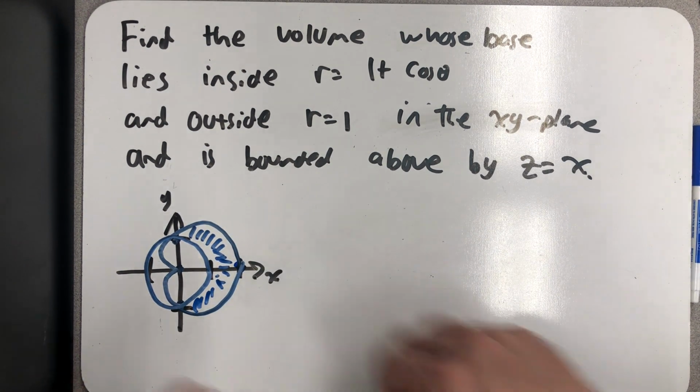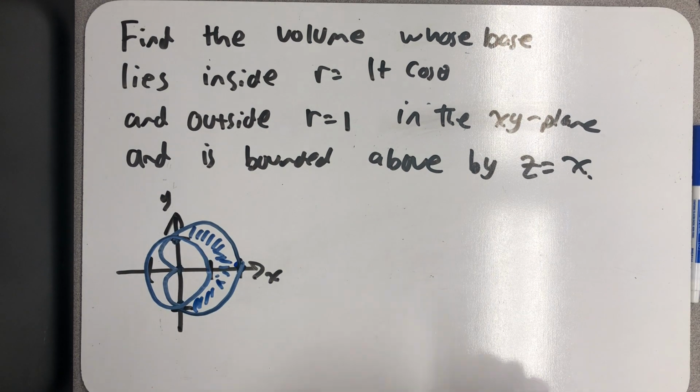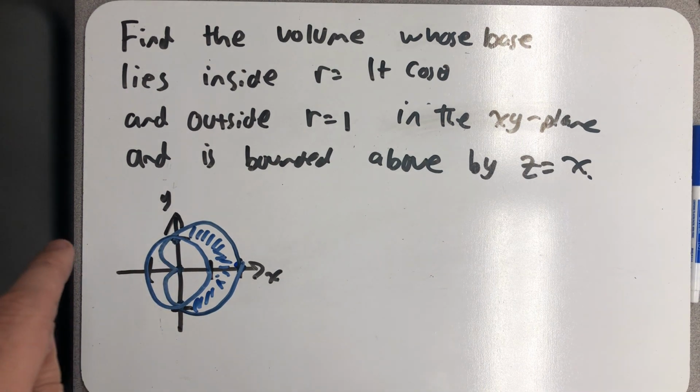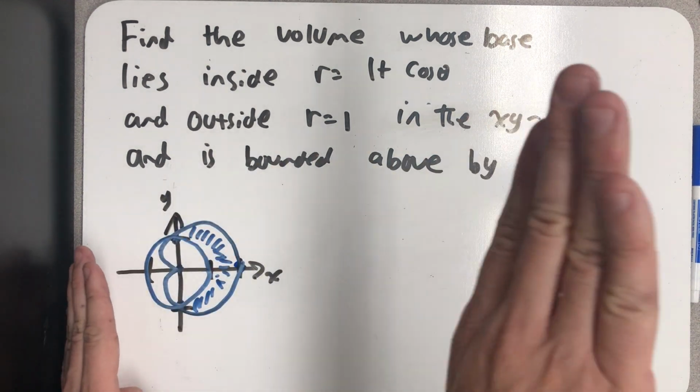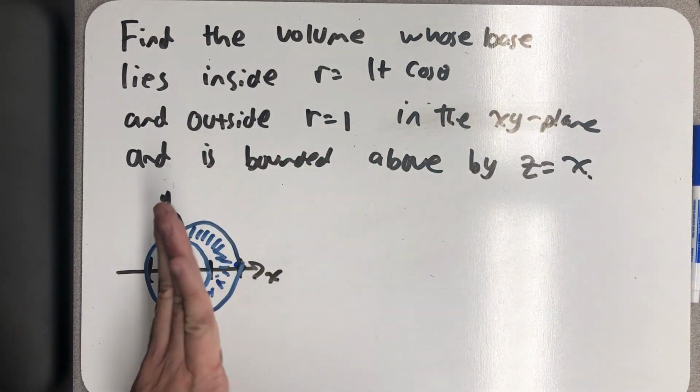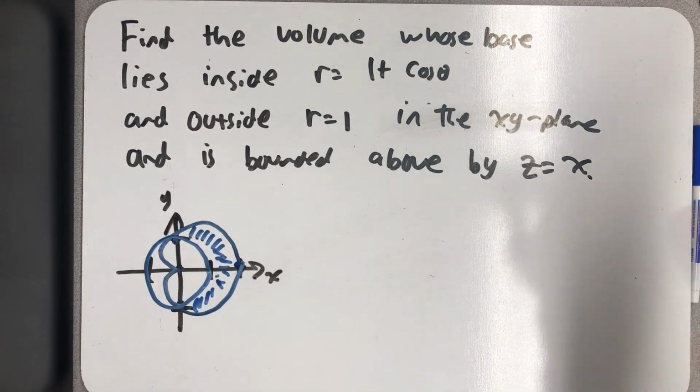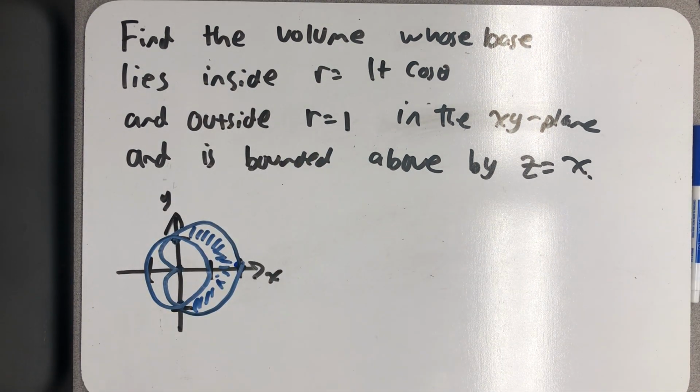All right, and then I imagine this forming a cylinder that stretches out, but I'm cutting it with the equation z equals x. So if I imagine the z-axis coming out of the board, it's a plane that's kind of coming through the board like that. So I have this cylinder, and I chop it along the plane z equals x.